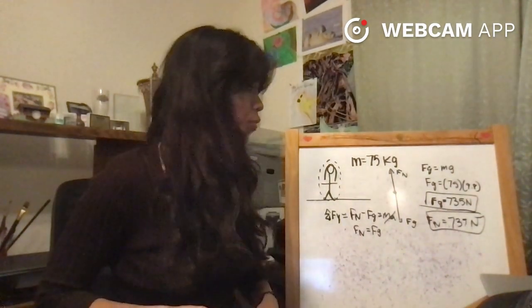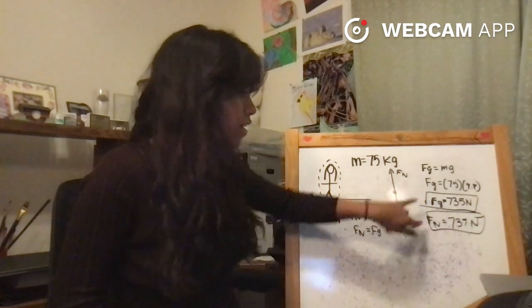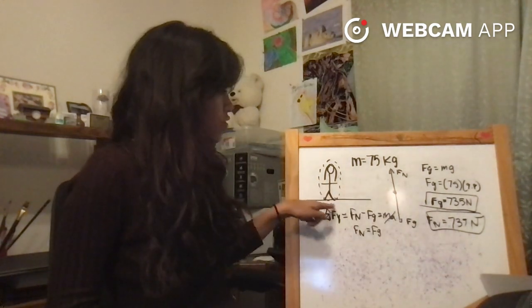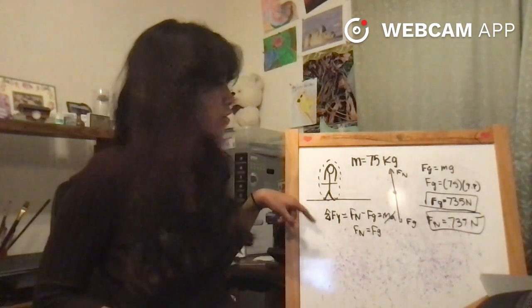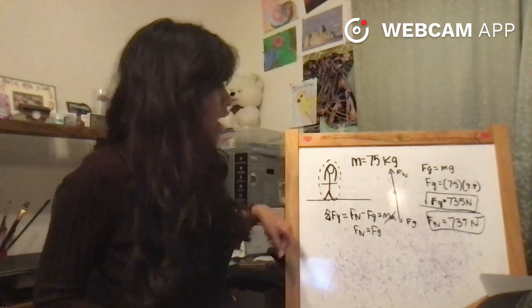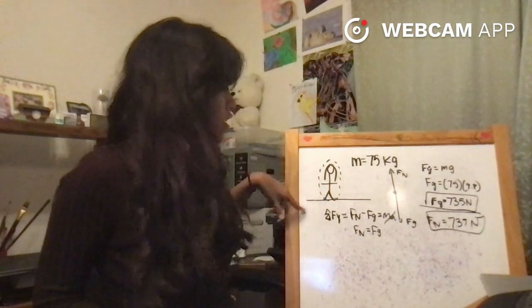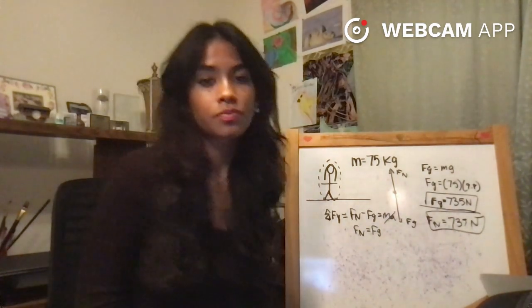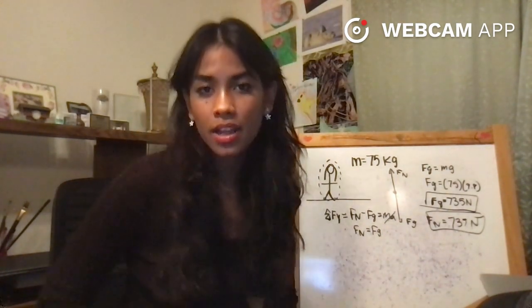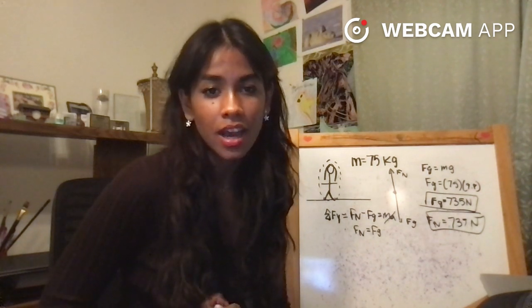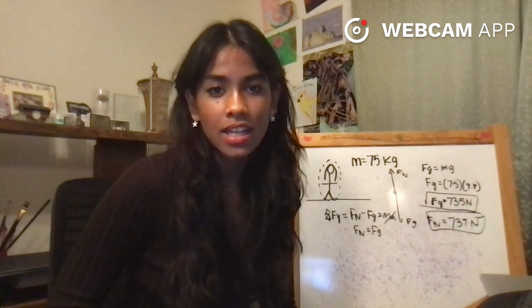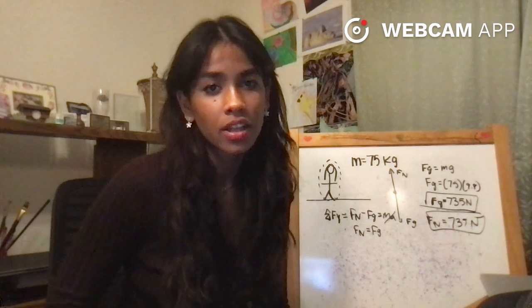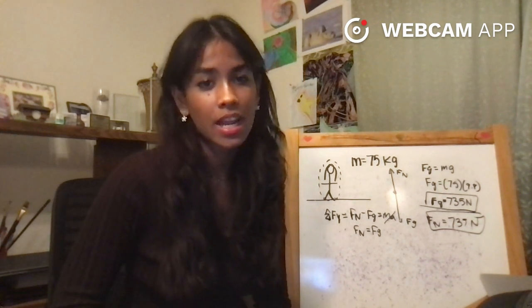This is incredibly cool, because this means that by calculating these two, we have our force of gravity acting on the person from the Earth, which is 735 newtons, and the normal force acting on this person is also 735 newtons. That means that because of the physics, if I know the mass, I can identify the forces and calculate how much force is acting on an object at any given time.